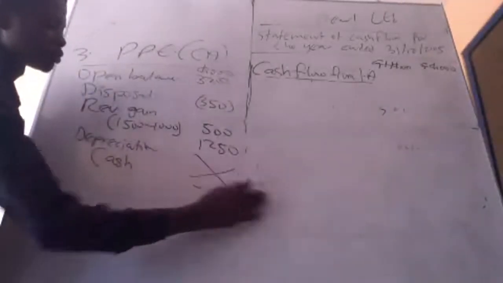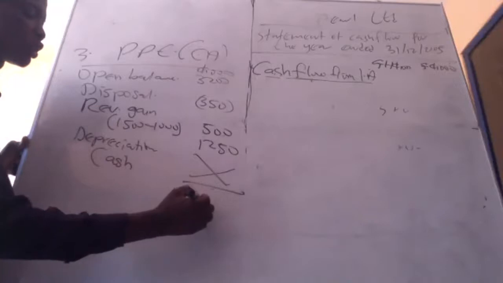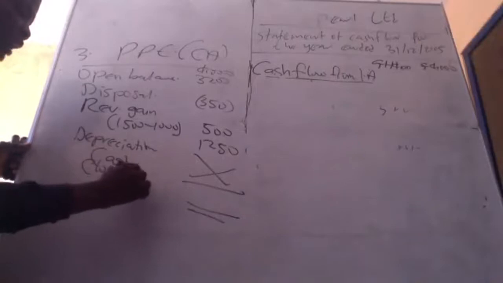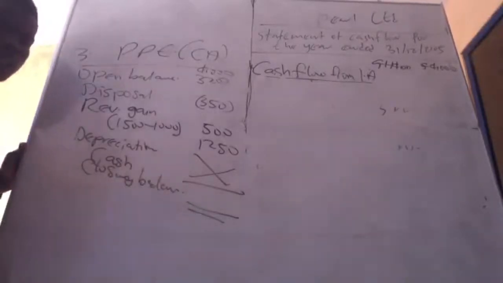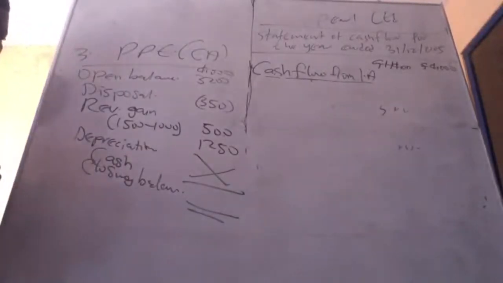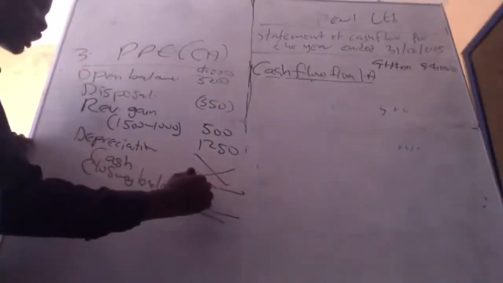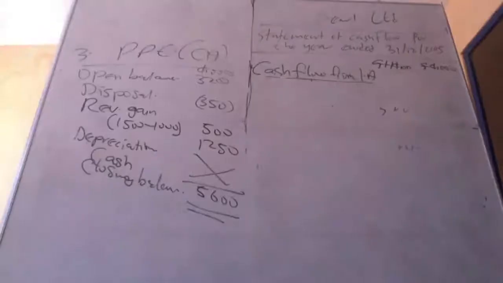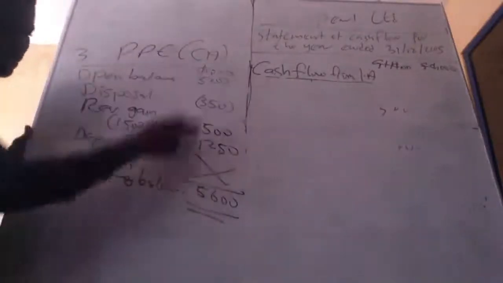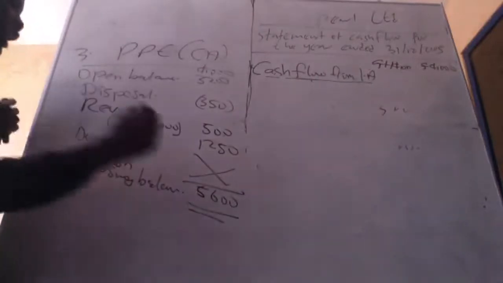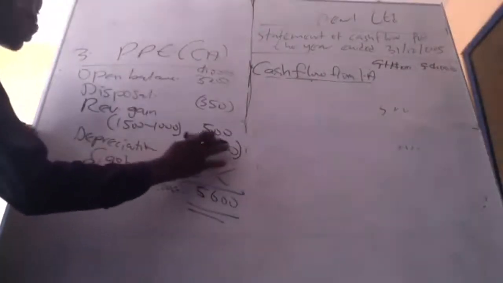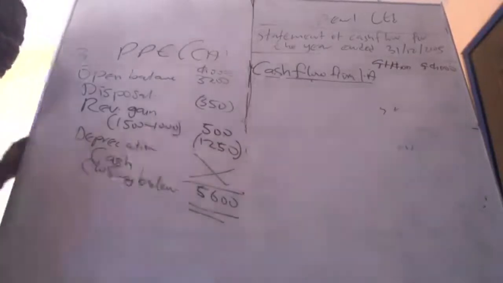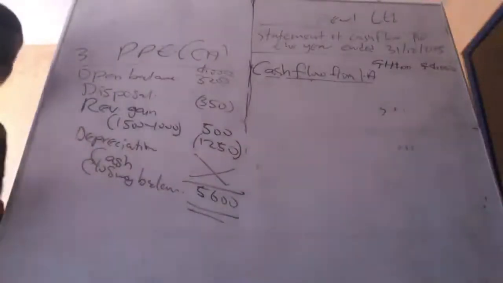That's X. So if this is not equal to the closing balance, how do you get the closing balance? Now the closing balance is in the financial position. That's 5,600. What should you do to this so that we can get this? Don't forget to subtract depreciation. So that's the good news, and then we are done. So do the calculation for me.